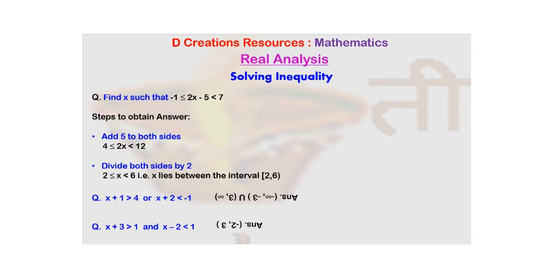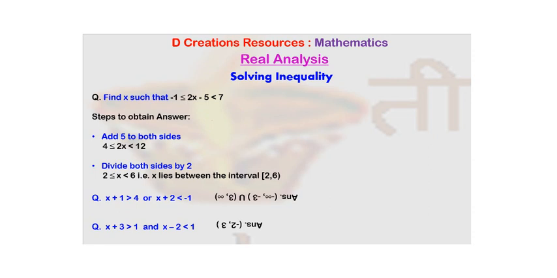Now if you wish, you can try verifying it. Take a number in this interval, say 3. If I put 3 here, 2 into 3 is 6, 6 minus 5 is 1. Minus 1 is less than 1. Similarly, 1 is less than 7. So yes, we have even cross-checked.